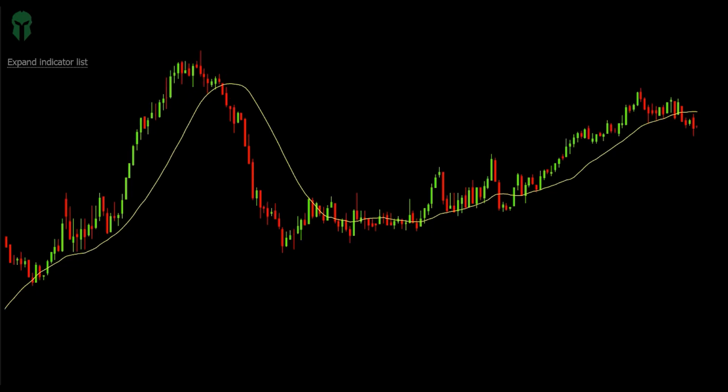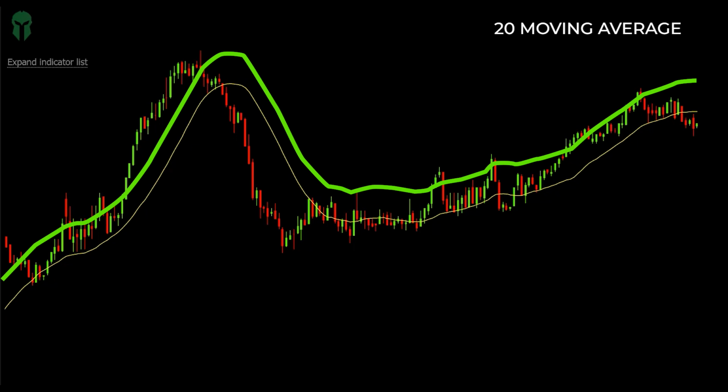Next, we want to look at the moving average. If we're looking for a long position, we want it to be above the moving average, which will give us 1 point.